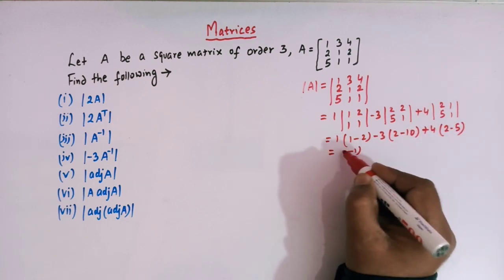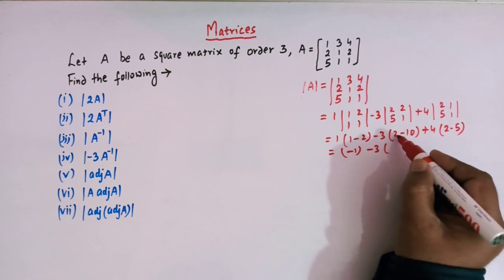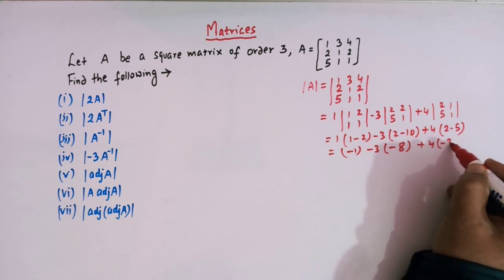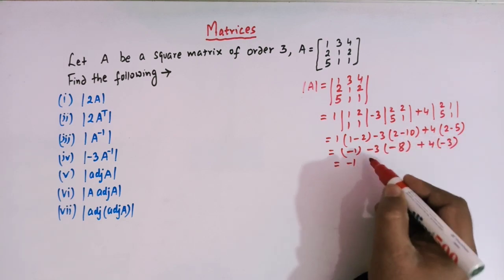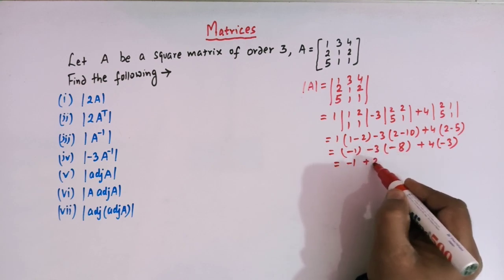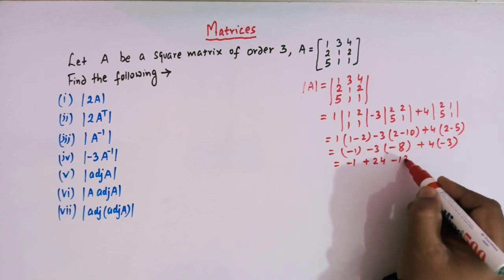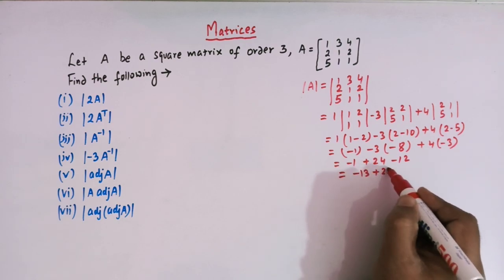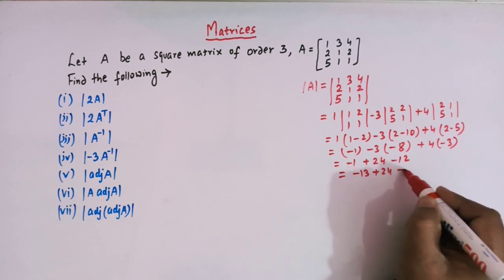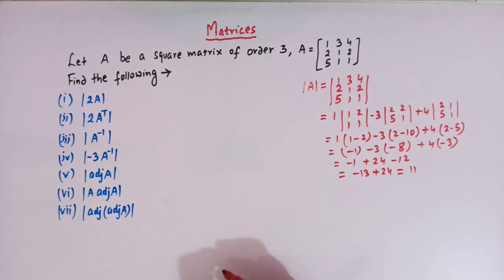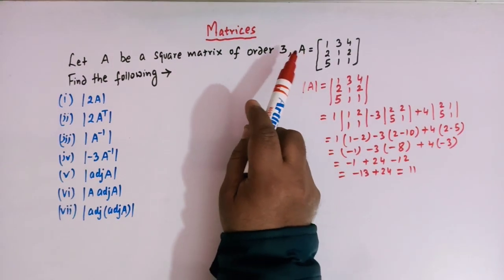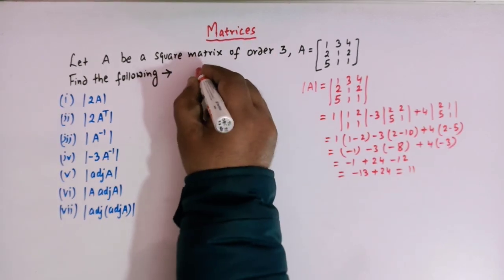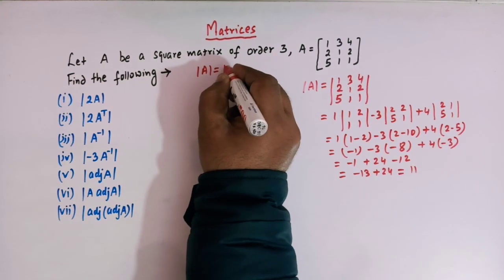So here we have minus 1, then we have minus 3, here we have minus 8, and then we have 4 times minus 3, right? So here we have minus 1, this is plus 24, and this is minus 12. So we have minus 13 plus 24, that is equal to 11, right? So the value of the determinant corresponding to this matrix A is given by 11, right?